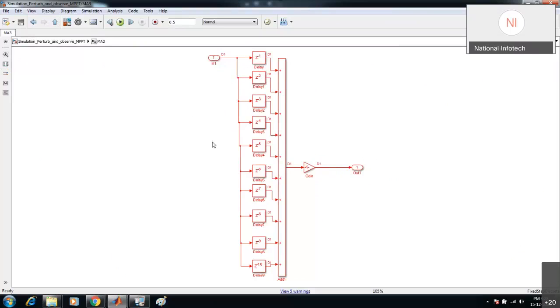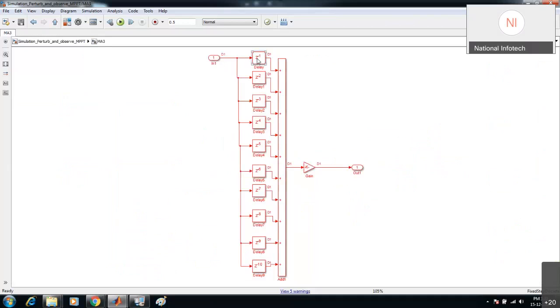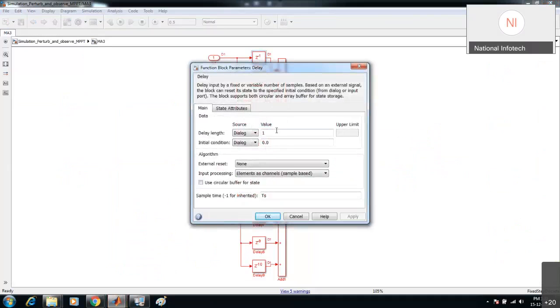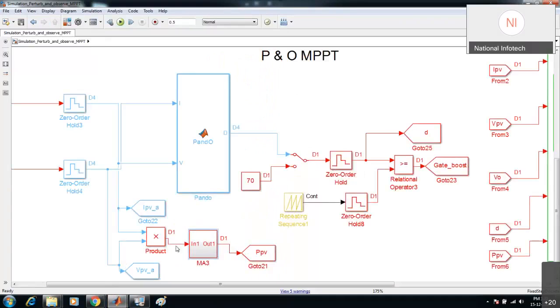So this is just an averaging block. This Z inverse is a delay block. We have kept 1 here, and 2 here. So we are taking 10 samples, and these 10 samples we are averaging, in order to average the value of the power that we are getting from the PV.